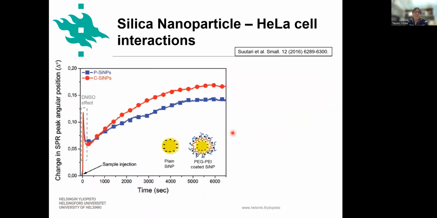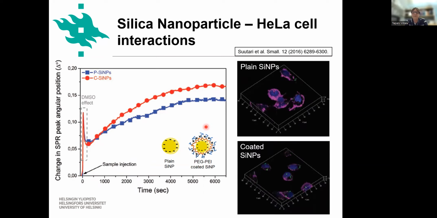So when we measure, we trigger or stimulate the cells with differently charged particles. We can see that the blue trace is the negatively charged particle, the red is the positively charged particle, and we can clearly see a higher response here. And this was also confirmed by confocal microscopy images, showing that there are more of the positively charged particles within the cells than the negatively charged particles. A very nice correlation in that sense.